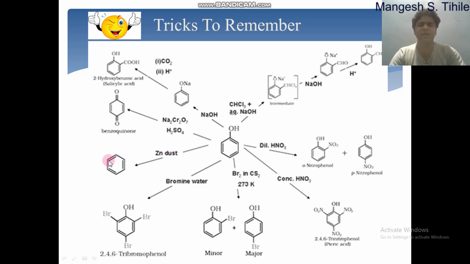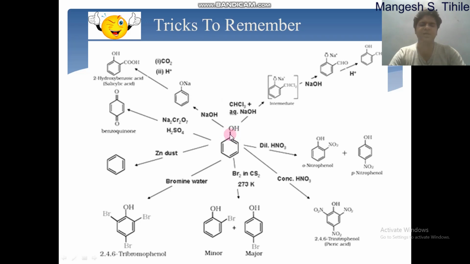Then next reaction, if we do the reaction of a phenol with a zinc dust or zinc powder, we'll get benzene as a product. What happens here? Zinc combines with this oxygen and forms ZnO, and then hydrogen restores here and forms benzene. The next reaction, when phenol is oxidized with sodium dichromate under acidic condition, it results into the formation of benzoquinone.